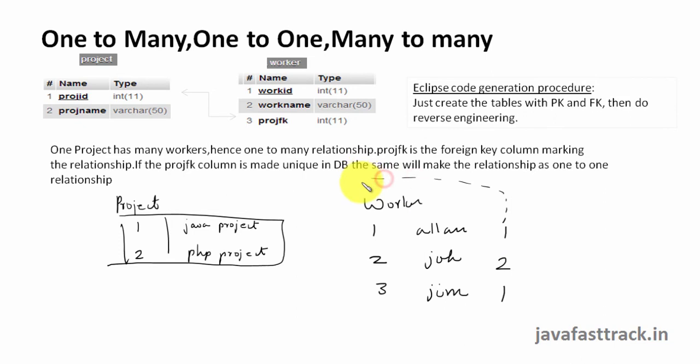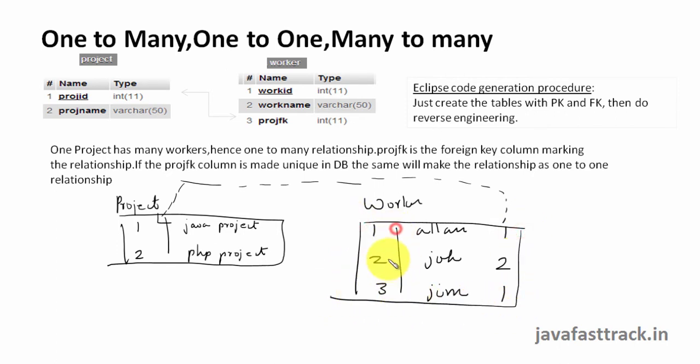This is a foreign key. The data for that will come from the primary key of another table. This is called a one-to-many association because one project has got many workers. One-to-many. One project has got many workers.